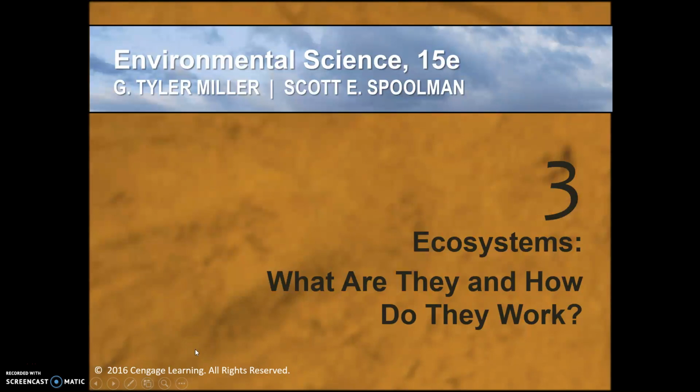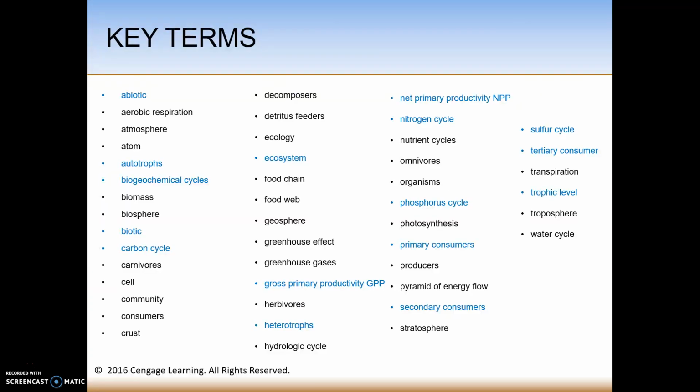This is a short video lecture series for Chapter 3 titled Ecosystems, What Are They and How Do They Work? The slide in front of you has a list of key terms associated with this chapter, and I've highlighted several that are important for you to pay attention to, especially the abiotic and biotic terms associated with the ecosystems, as well as gross primary productivity and net primary productivity.